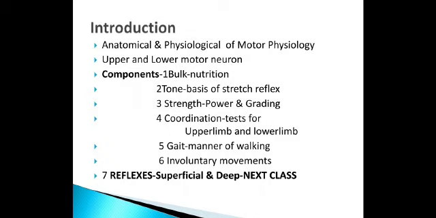The normal power is 5. What is coordination? Which are the tests for upper limb and lower limb? And what is gait and the involuntary movements, which are abnormal? And finally, the reflexes also are included in the motor system, which will be dealt with in the next class, and which comprise superficial and deep reflexes.